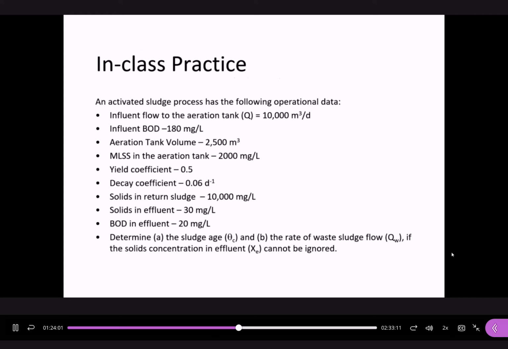Right, one more. Activated sludge. So we know Q, we know S0, we know the V, we know the XV, yield Y, decay B. Solids in return sludge, XR or XW. Solids in effluent, XE, BOD in effluent, S. This one is very easy. Determine the sludge age, theta C, right, QW. This is simple use of the equations. 10 minutes.